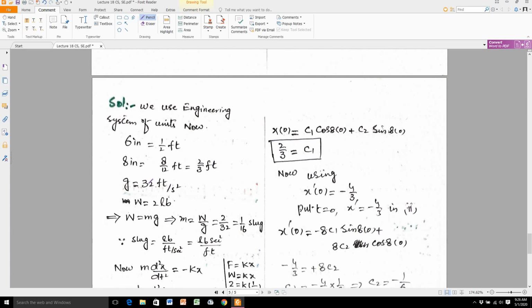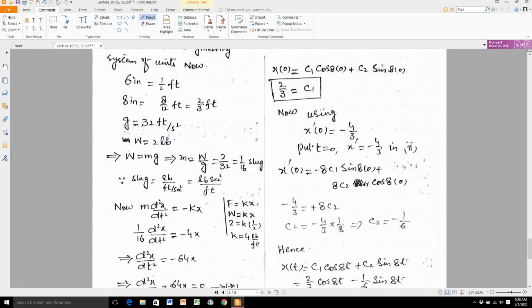The value of g is equal to 32 feet per second square, and W is equal to 2 pounds. We know that W is equal to mg. This implies that m is equal to W over g. We find the value of m here. So m is equal to W over g, and with W equal to 2 and g equal to 32, m is equal to 1 over 16 slugs.